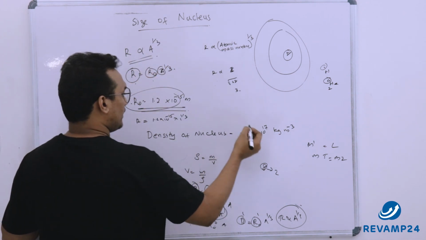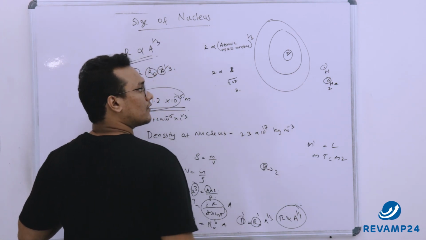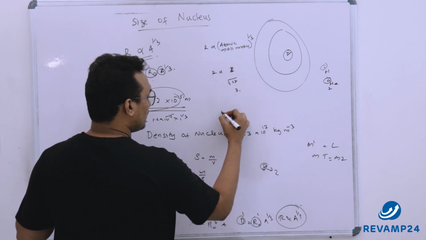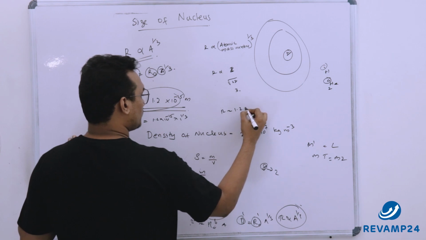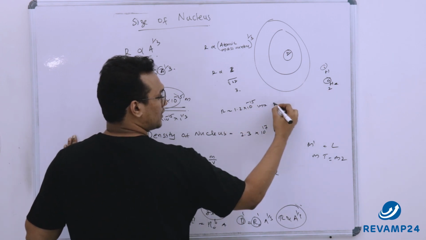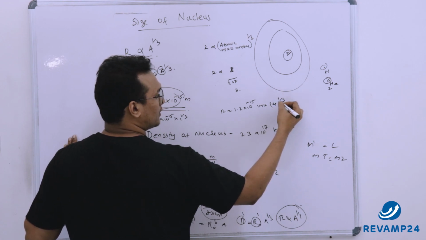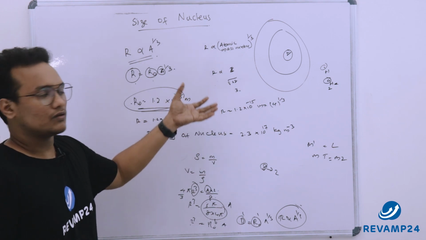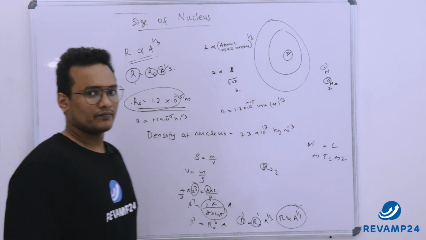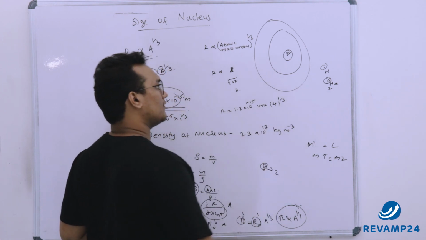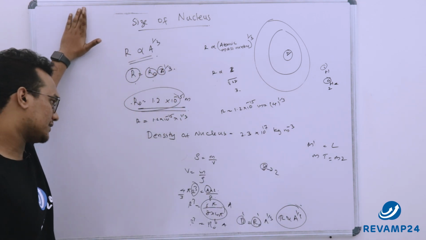Okay, and what would be the radius of the nucleus of a helium atom? That would be r is equal to r0, 1.2 into 10 power minus 15 meters, into mass number 4 power 1 by 3, cube root of 4. So this would be the size of the nucleus of a helium atom. For carbon, we can use 6 here and get the value of the radius of the nucleus.